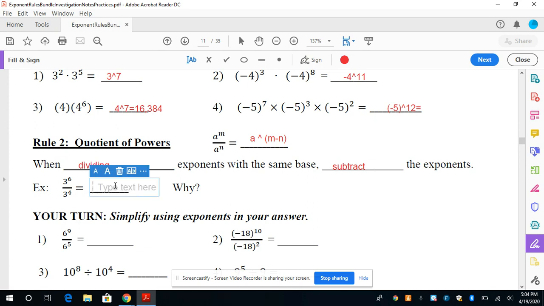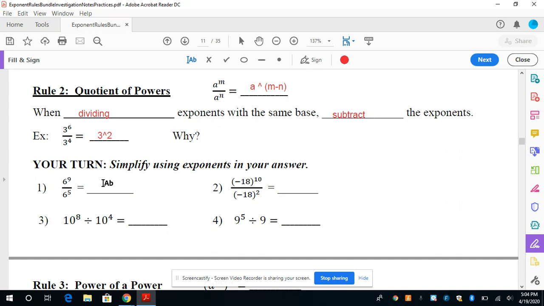So this would be 3 to the second power, right? Subtract 6 minus 4 is 2. Why do we do this? Well, we have 6 threes, but we're going to divide them by 4 threes. So how many groups do we have? We're left with 2 groups of those threes if we divide 6 by that many. So you're subtracting those.